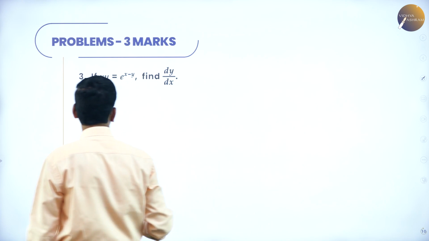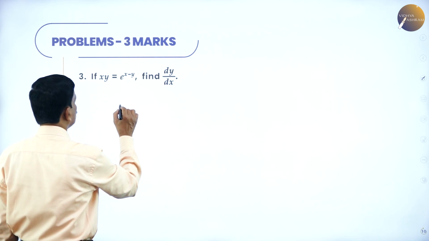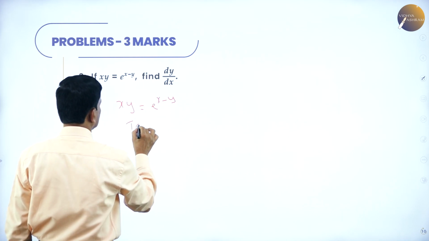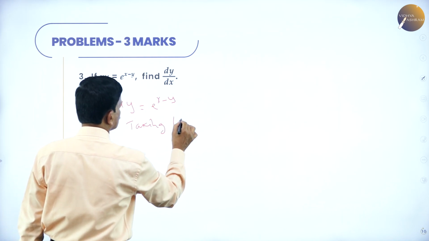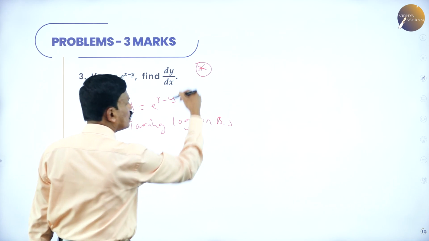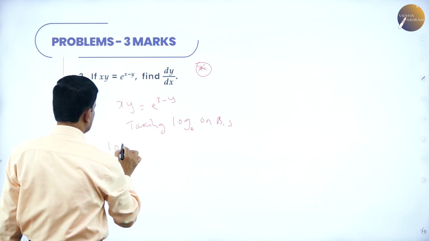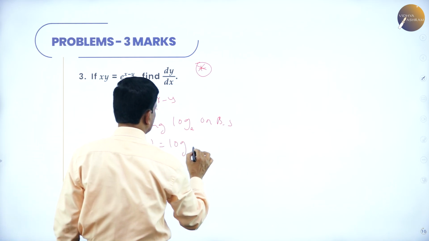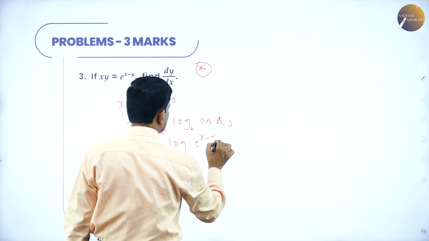Hope you followed. Now, let us come to the next problem. If xy is equal to e to the power of x minus y, find dy by dx. Taking log on both sides, this is also an important problem indeed. Log of xy is equal to logarithm of e to the power of x minus y.